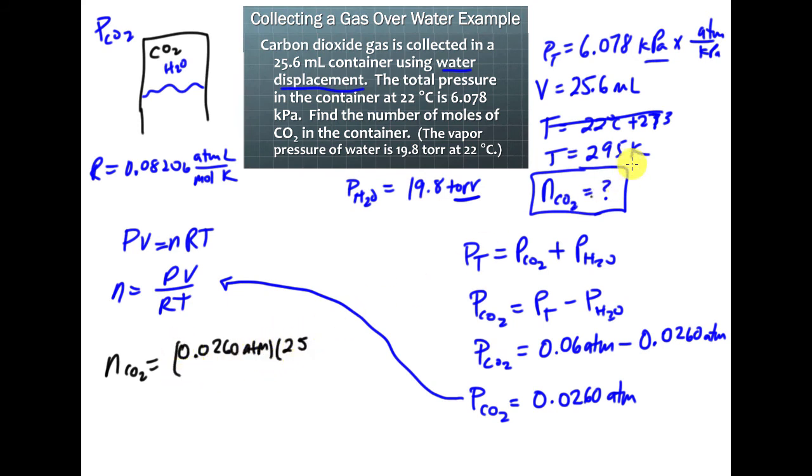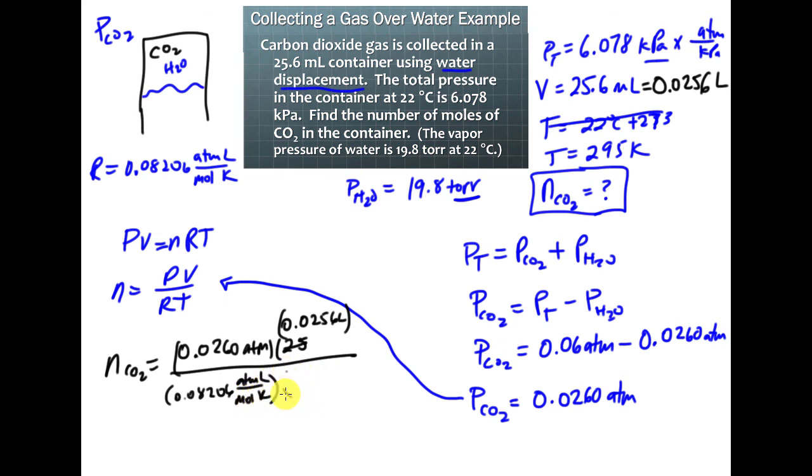Now again, look at this, 25.6 milliliters. I've got to get rid of that and convert that to liters because R has liters in it. So again, by using R, I can make those connections or corrections easily. So it's 0.0256 liters. All of that over R, which is 0.08206 atmosphere liter per mole Kelvin, and then I know that my temperature should be in Kelvin already, which I already did, and I said it's 295 Kelvin.